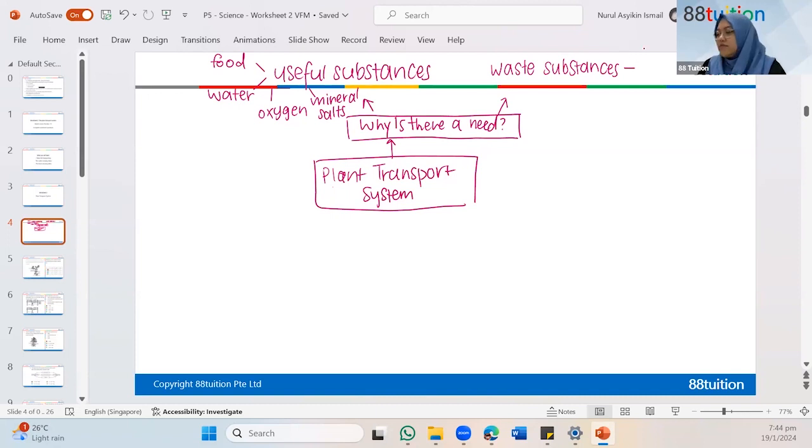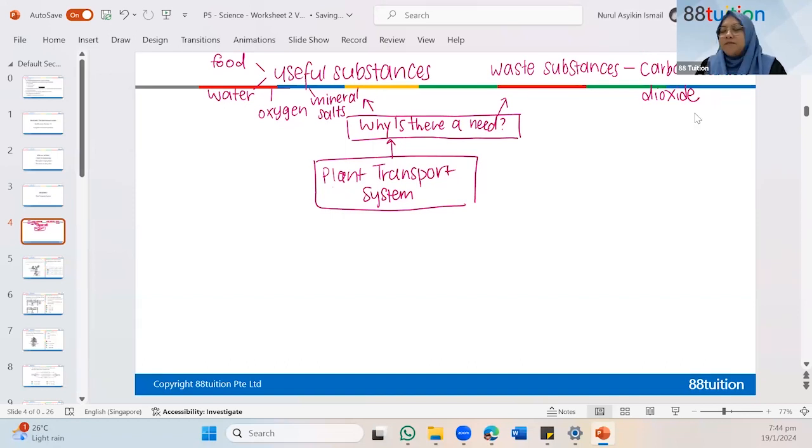I'll give you a clue, 2 words, starts with C. Oh, so fast, most of you get it already. Carbon dioxide is an example of a waste substance, okay?